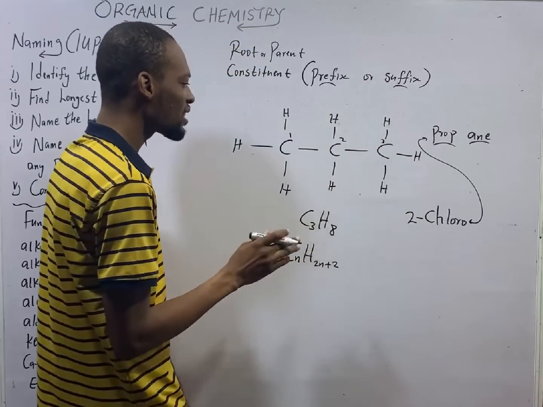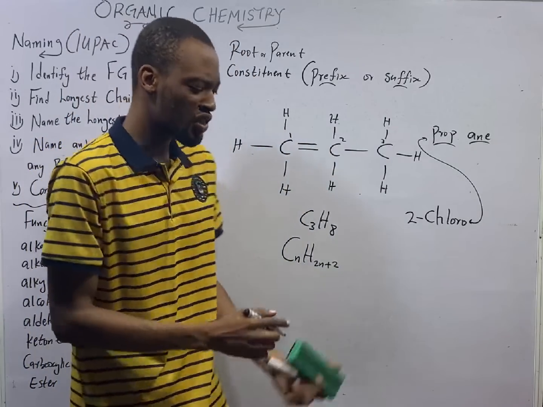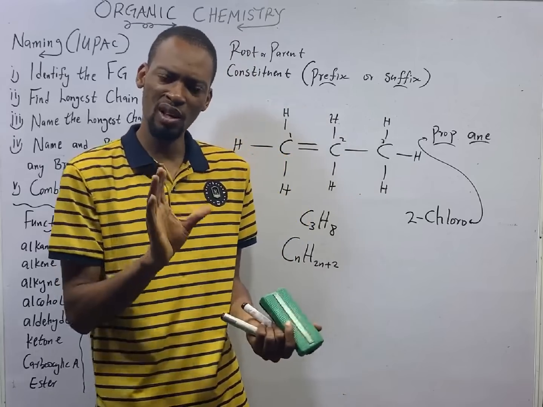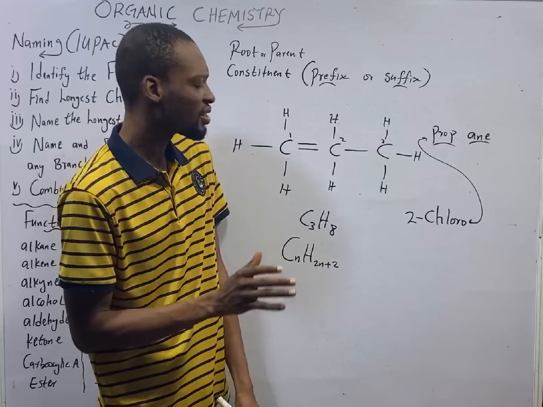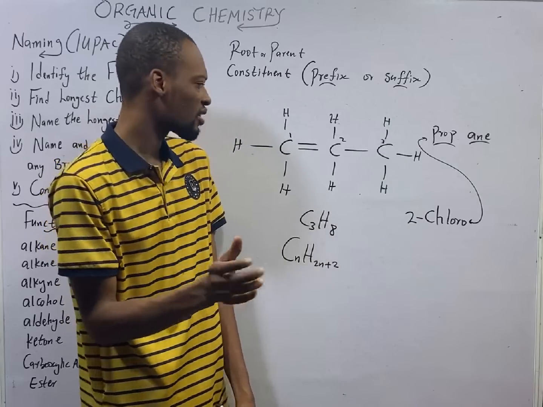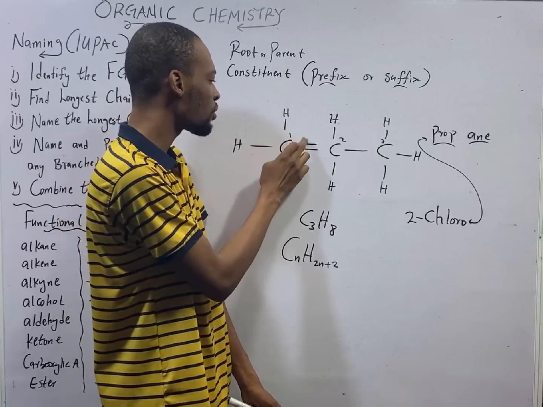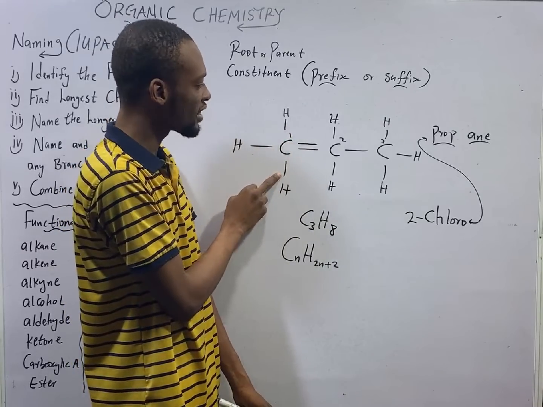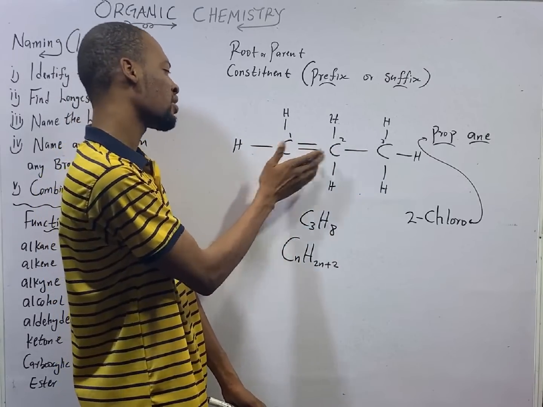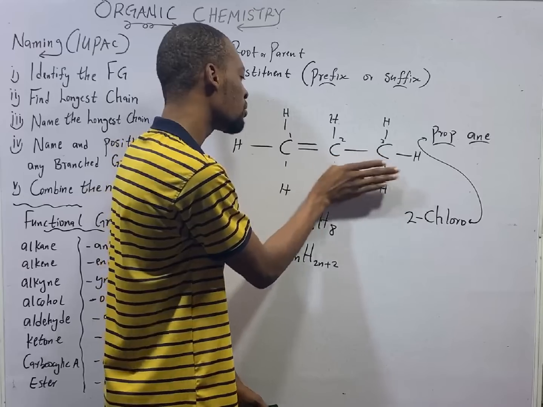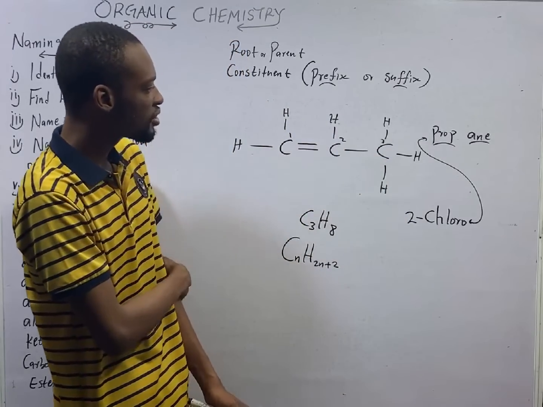If I change this to something like this, you will agree with me that this compound is no longer correct. Why is it not correct? Carbon is tetravalent. Carbon should carry a maximum of 4 bonds. This carbon is carrying 1, 2, 3, 4, 5. And this one is carrying 1, 2, 3, 4, 5. So it won't work. In this type of compound, introduction of a double bond will basically remove 2 hydrogens. So this becomes C3H6.